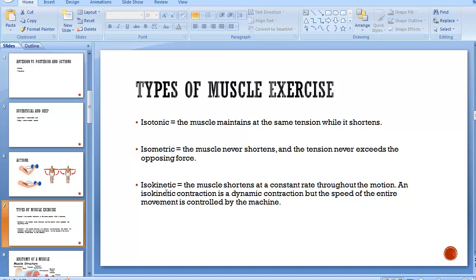Isokinetic. So there are isokinetic machines that you can get on, and the muscle will still contract, will still concentrically contract, but the rate is maintained. It's a constant rate. It doesn't change. You can't go any faster. It's a consistent contraction rate. So that's really the main difference. It's still dynamic. You're still going through a range of motion, but the rate is constant.